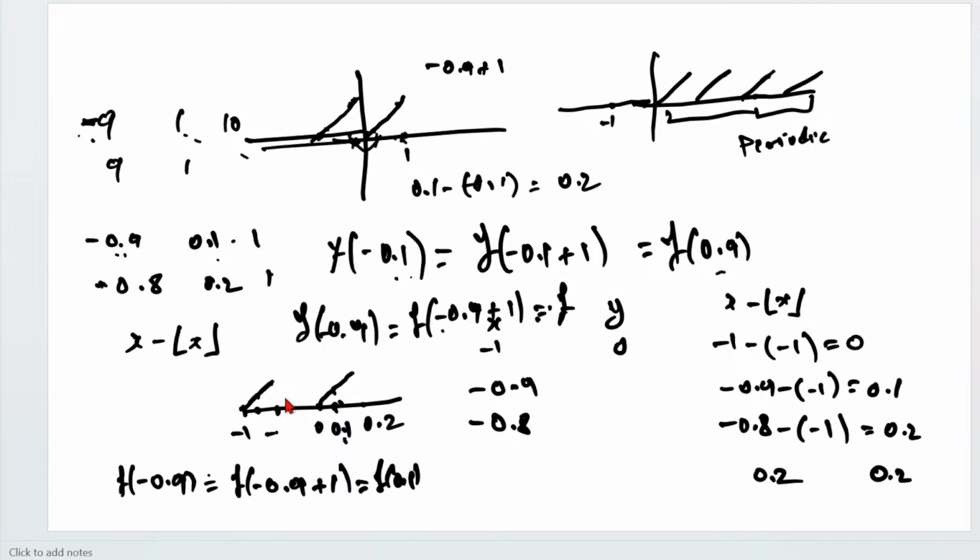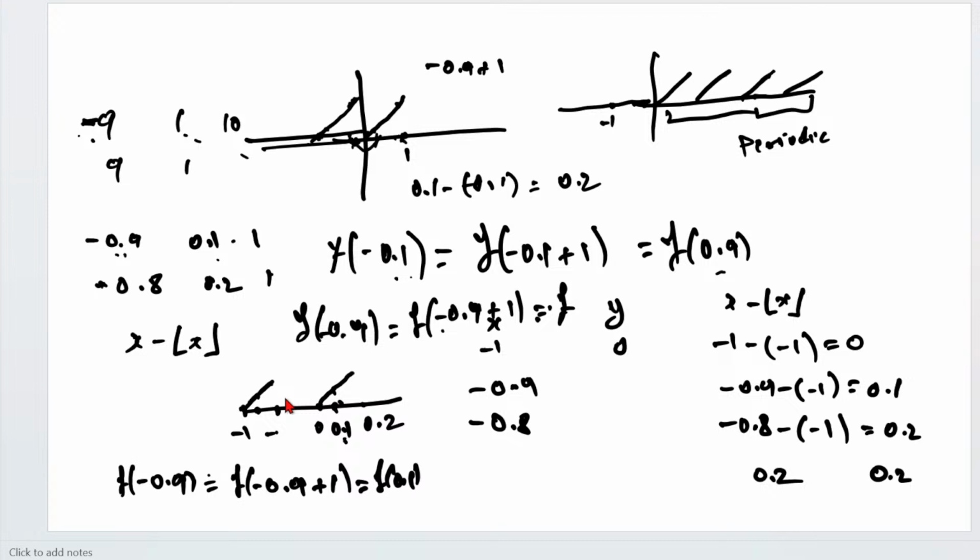f of minus 0.7 is equal to f of minus 0.7 plus 1, which is equal to f of 0.3. So what you are saying is that for whatever x, you are adding 1, f of x equals f of x plus 1.